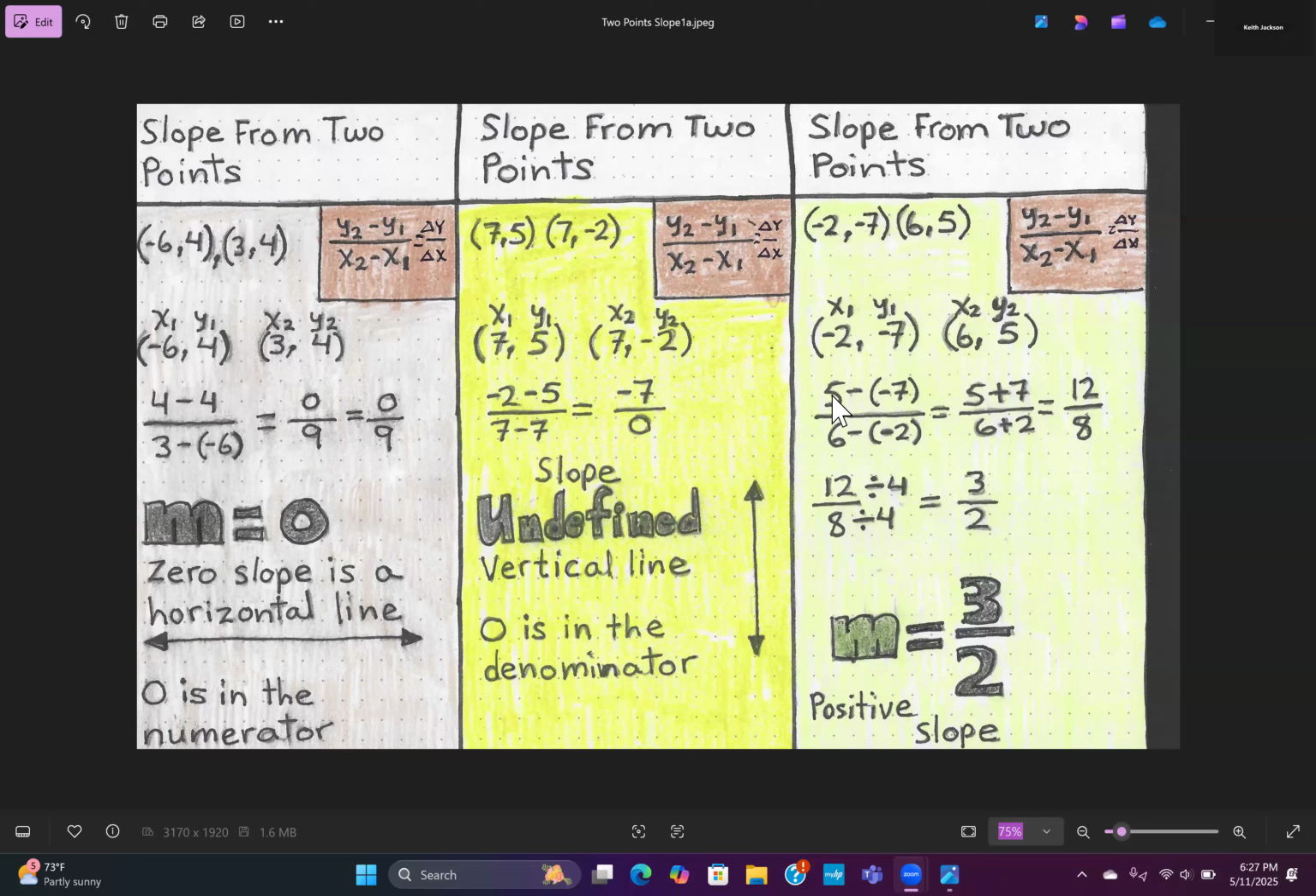And here's what we get. We got a 5 minus a -7, which really results in 5 plus 7, which will give us 12 in the numerator. And then right here, we have a 6 minus a -2, which really results in 6 plus 2, and that gives us an 8 in the denominator. We can simplify 12/8 by dividing both the numerator and the denominator by 4, which would give us our final slope of 3/2. And it is a positive slope, by the way. So our slope again is 3/2.